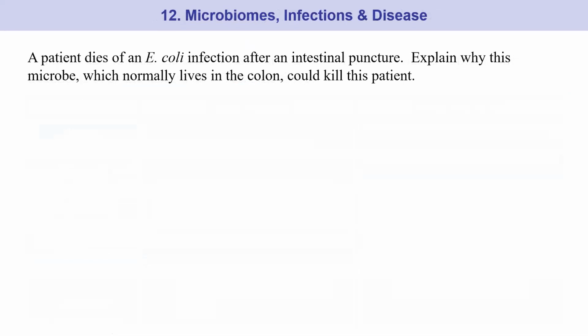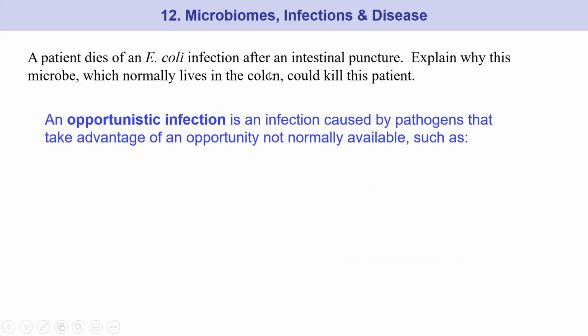This is another one that's come up a few times. It looks complicated, but it just requires a teeny tiny bit of critical thinking in terms of what is going on here. So what is going on here? This is the classic case of an opportunistic infection, right? An opportunistic infection is where an organism is in a situation where it previously was not able to cause disease, and now it's in a situation where it can cause disease.